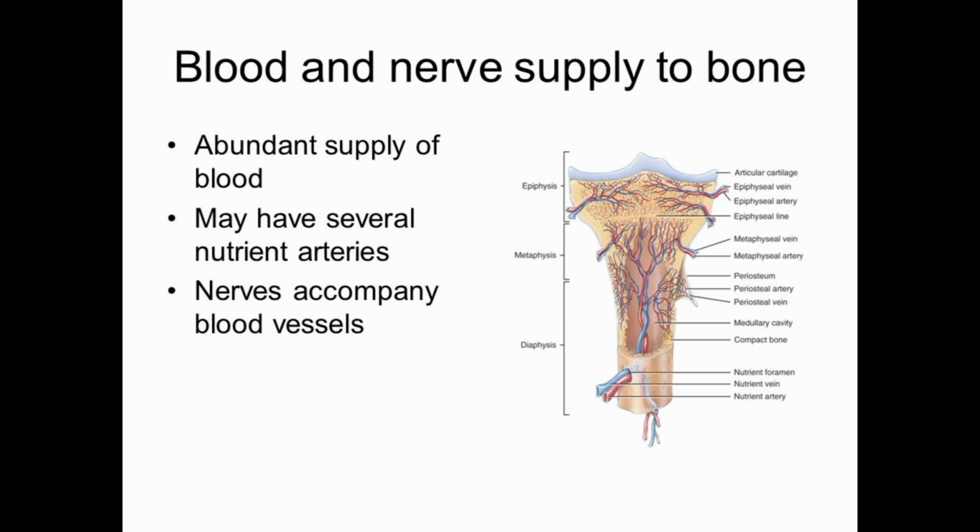Veins carry deoxygenated blood and waste products away from the bone tissue and bone marrow, and return it to the heart and lungs for oxygenation and removal of waste. Capillaries are small blood vessels that connect the arteries and veins and allow for the exchange of nutrients and waste products between the blood and bone tissue.